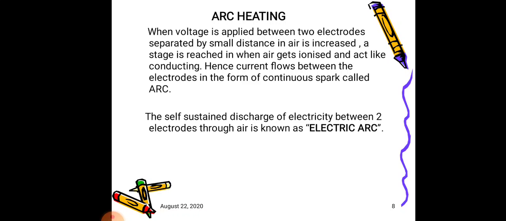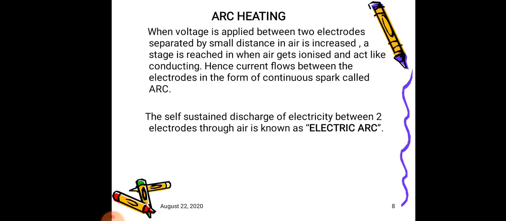Now, the self-sustained discharge of electricity between two electrodes through air is known as the electric arc. This is another definition of the electric arc. On the application of high voltage across an air gap, the air in the gap gets ionized under the influence of electrostatic forces and becomes a conducting medium. Then current flows in the form of a continuous spark. This is known as the arc.